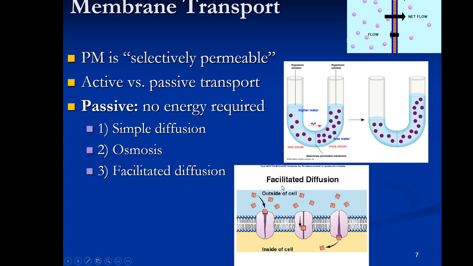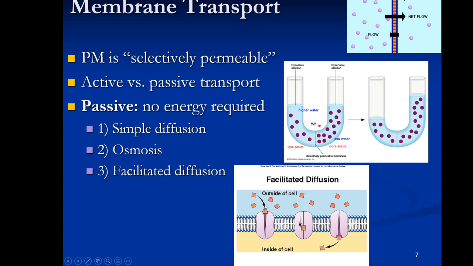Facilitated diffusion is our last one under passive that I want to talk about. So this is an example of facilitated diffusion. This is not a channel. A channel would just be open, or look open the whole way through. You can see that in this protein, this is an integral protein in the cell membrane, that this part down here is kind of closed, and then this whole protein kind of changes shape throughout this process.